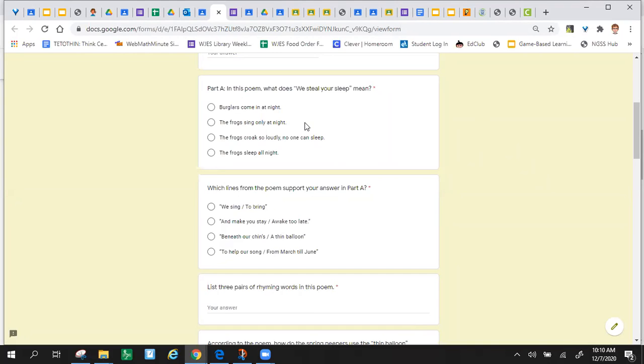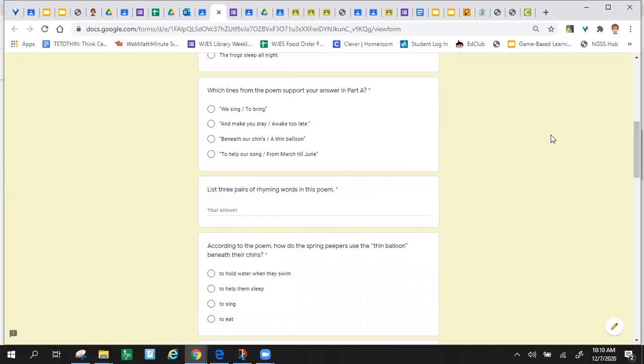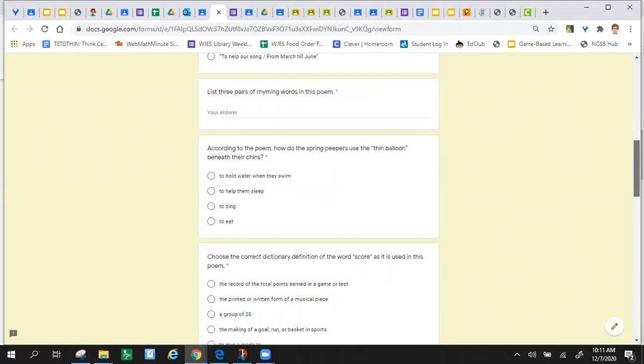Does it mean burglars come in at night? The frogs sing only at night? The frogs croak so loudly no one can sleep? Or the frogs sleep all night? So you're going to read the poem really carefully and then choose one. Which line from the poem supports your answer for that question? So go back explicitly to the text and find the lines that helped you figure out which one it meant. Okay? And it's "we sing to bring and make you stay awake too late. Beneath our chins, a thin balloon to help our song from March till June." Those are the lines that are going to help you solve that other question.